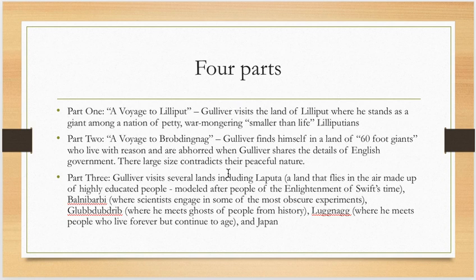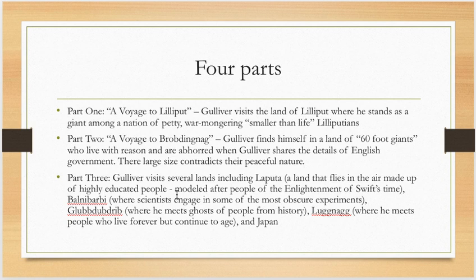Gulliver's Travels again is broken up into four parts. Here are the first three. The first one is a voyage to Lilliput, in which Gulliver visits the land of Lilliput, and he stands as a giant among a nation of petty, warmongering, smaller-than-life Lilliputians.